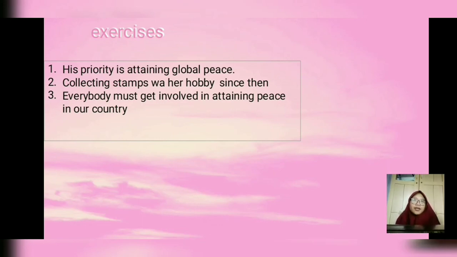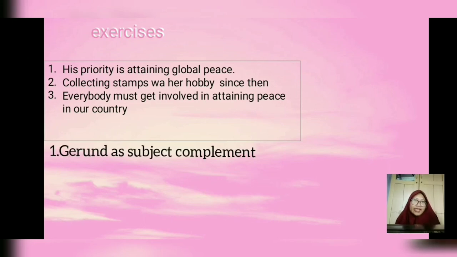Okay, the first sentence is: his priority is attaining global peace. Second, collecting stamps was her hobby since then. The last one, everybody must get involved in attaining peace in our country. So, determine whether the sentence uses gerund as subject, gerund as object of preposition, or gerund as subject complement. Okay, what do you think about the first sentence? His priority is attaining global peace. It is gerund as subject complement, because attaining comes after a linking verb. Where is the linking verb? The linking verb in this sentence is.